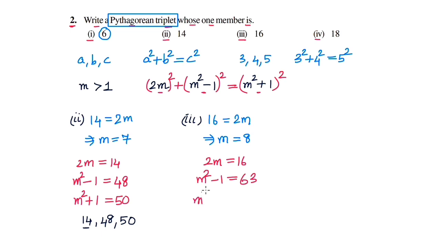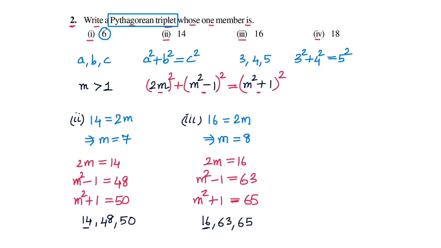Now for m square plus 1, putting the value of m again as 8, it will be 64 plus 1, that is 65. So in this way we have got 3 numbers which will form a triplet having 16 as one of its members. So 16, 63 and 65 is the Pythagorean triplet. I hope you have understood how to solve this.